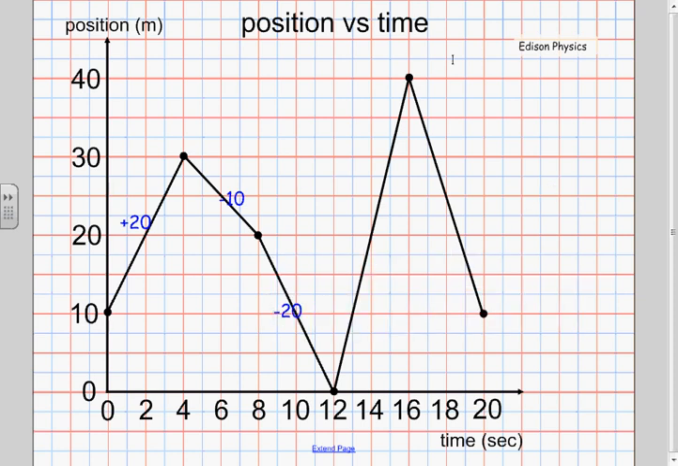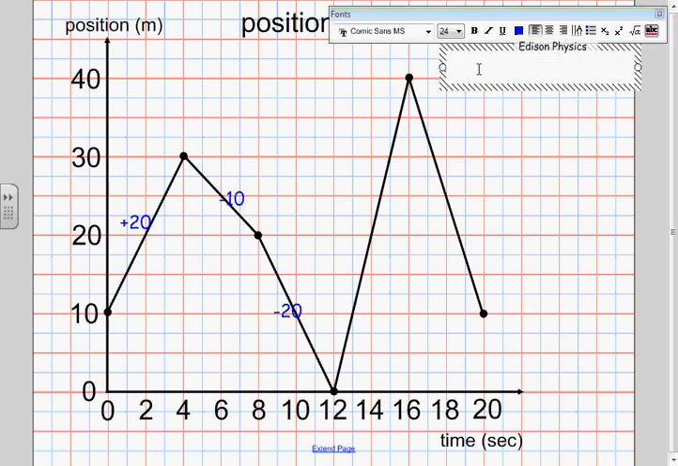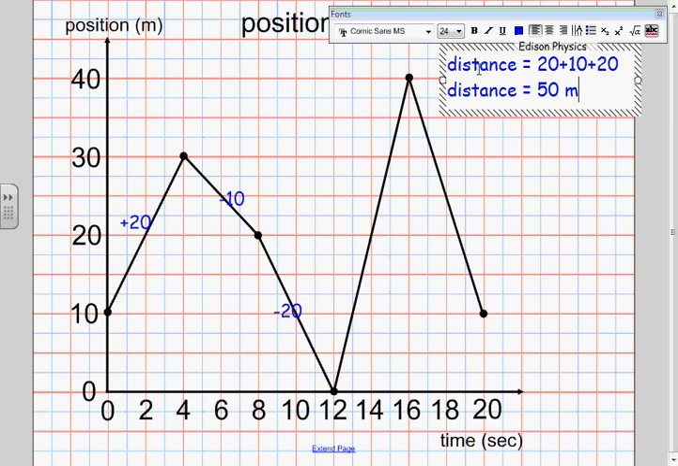Okay, now, I need to know distance. Does distance care whether it was up or down? Of course not. You remember from the previous unit. So really, for distance, I don't care about the pluses and minuses. I just look at the numbers. And so my distance traveled for the first 12 seconds is going to be 20 plus 10 plus 20. Distance traveled is 50 meters.